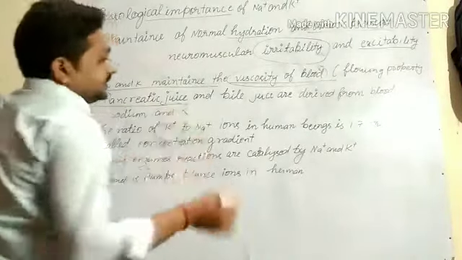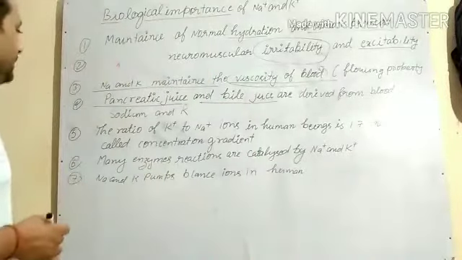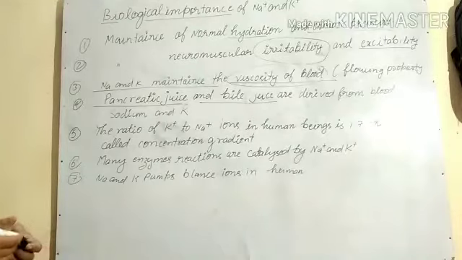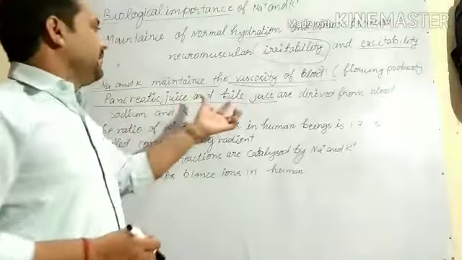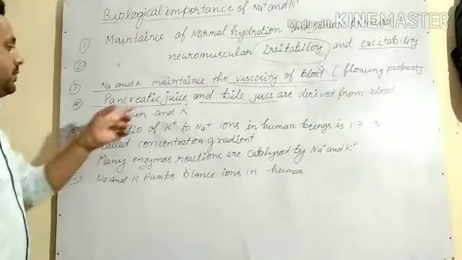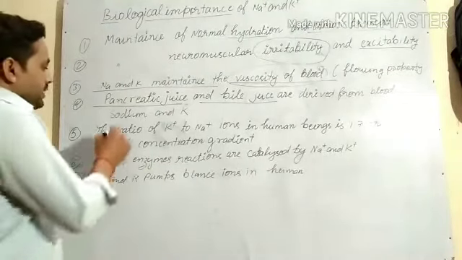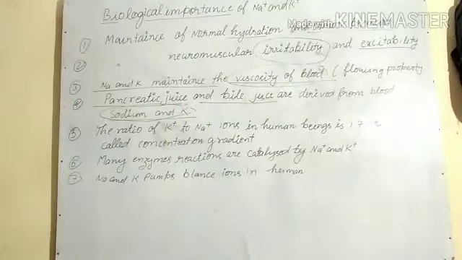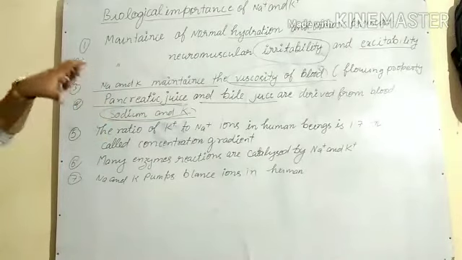Pancreatic juice that helps in digestion, and bile juice. Whenever we eat things, that is digested. So pancreatic juice and bile juice are derived from blood, sodium and potassium. So you see how much importance it has, it helps in digestion also. It helps the flow of blood.